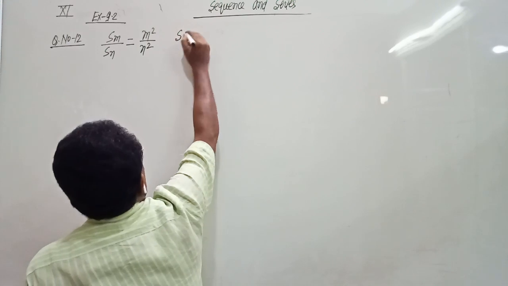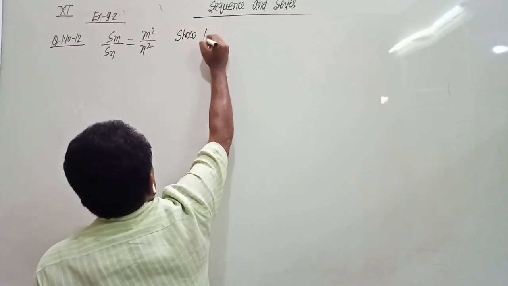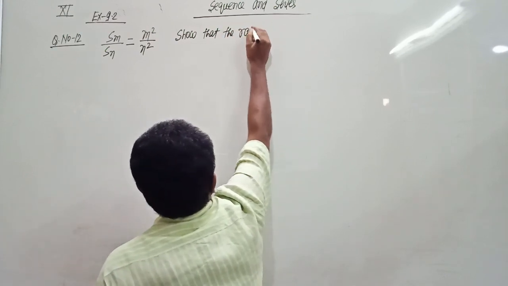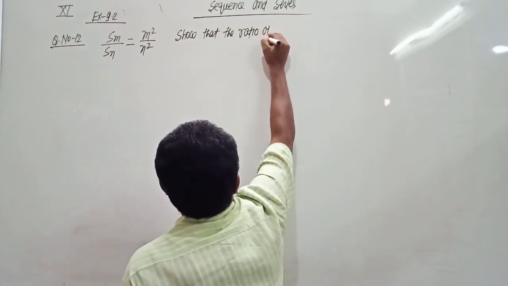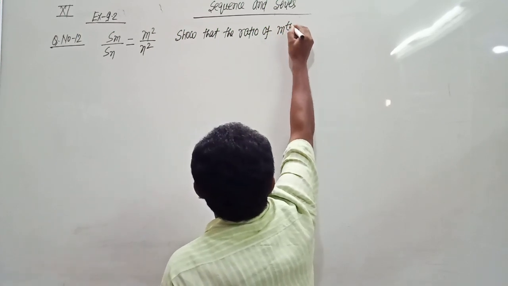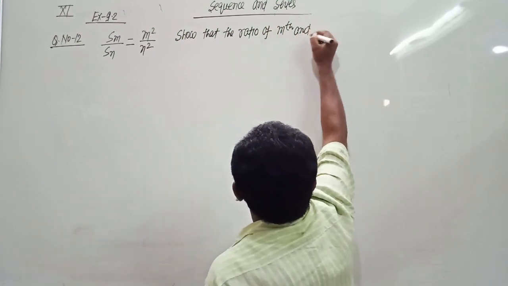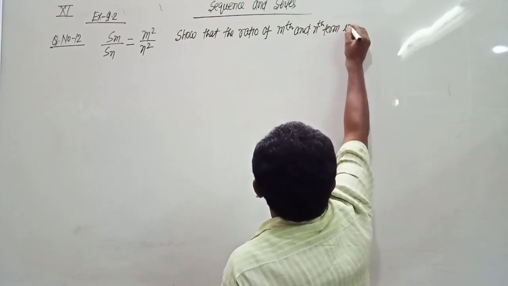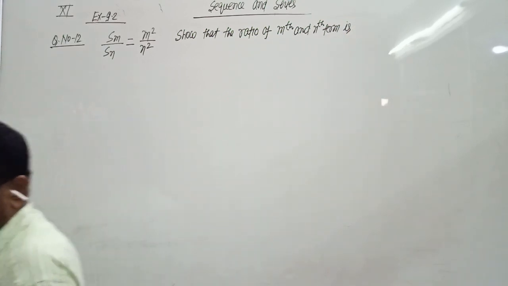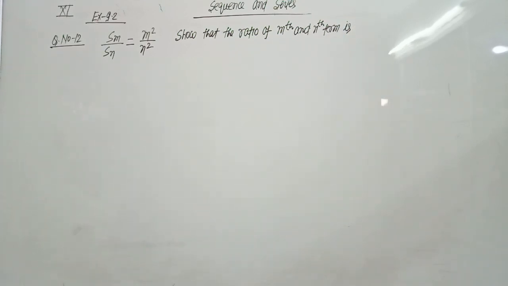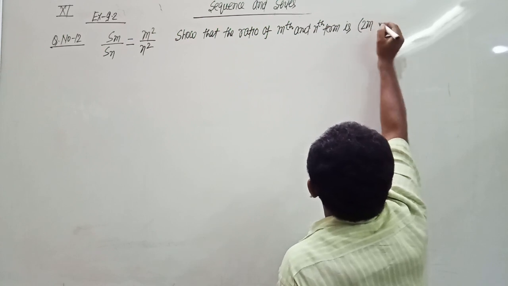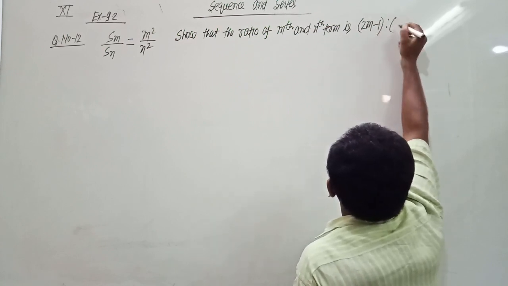Show that the ratio of mth and nth term is 2m minus 1 upon 2n minus 1.